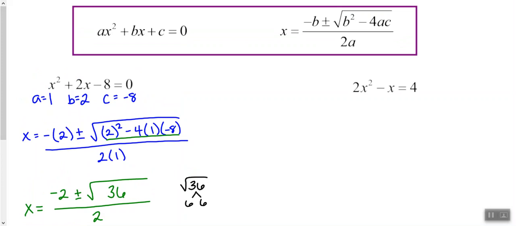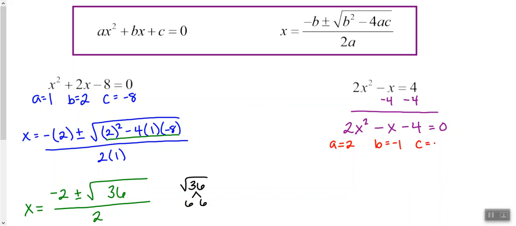Now let's look at the second example. Second example, it does not equal 0. It is not in standard form. So the first thing I need to do is get this in standard form. So I'm going to subtract 4 from each side, and that gives me 2x squared minus x minus 4 equals 0. Now I can start to label everything. So a is equal to 2, b is equal to negative 1, and c is equal to negative 4.